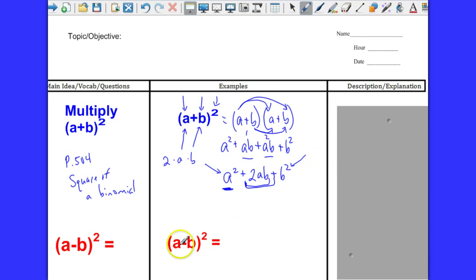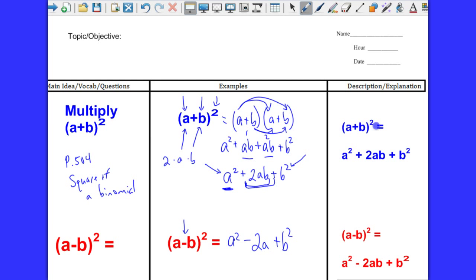And the same thing is true if that's a minus sign. It actually will work out the same way, except the only difference is it will be a squared minus 2ab plus b squared, because the minus sign gives you a negative ab and a negative ab based on that subtraction sign right there. So we need to know these rules right here.